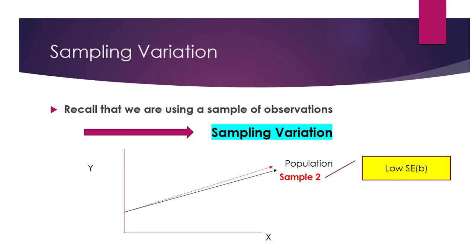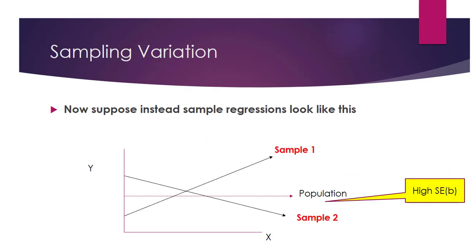In this case, the sample B estimates have a low standard error. It is a measure of how consistent the sample B's would be if we resampled over and over again. It's a measure of the amount of sampling variation when estimating B. Now suppose instead the sample regressions looked like this. You can see that in this case the sample regressions are not similar at all. There is a high level of sampling variation and the B estimates differ markedly from one sample to the other, so there is a high standard error of B.